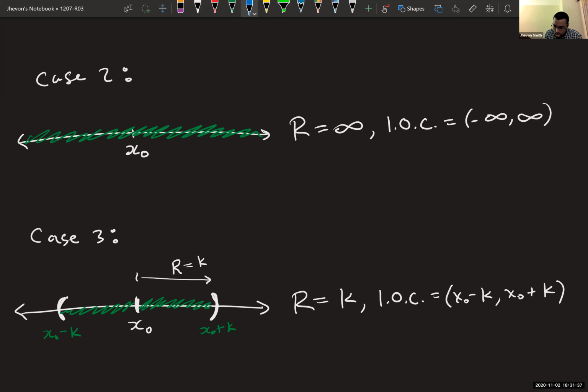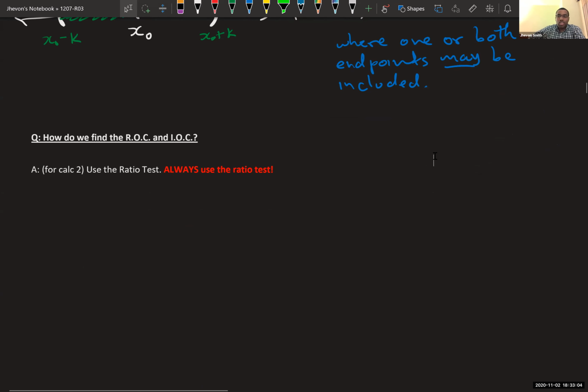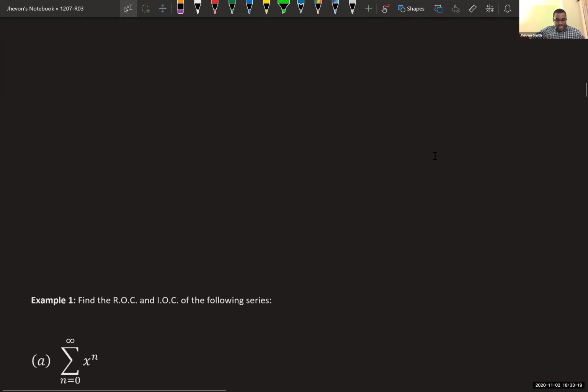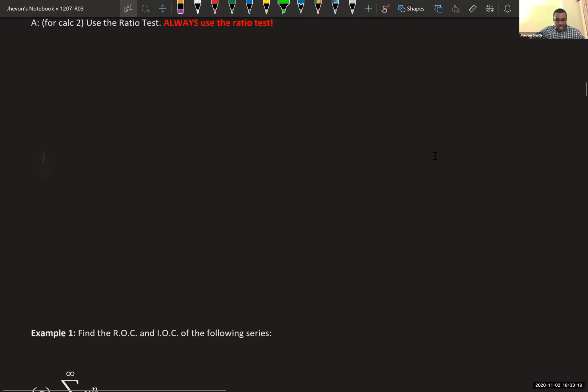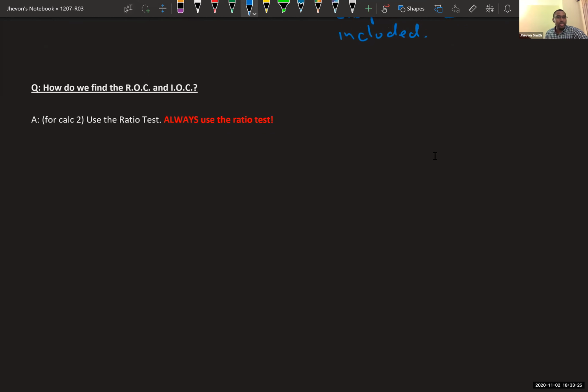Okay, so now let's talk about how you go about figuring this out. How do you find the radius of convergence and the interval of convergence? And the answer, at least for Calculus 2, for this class, is always the same: the ratio test. You'll always use the ratio test. That's always going to be the ratio test, right? So now you might say, well, why would I always use the ratio test? You don't have to always use the ratio test, but in a Cal 2 class, that's what we're going to do. Why?